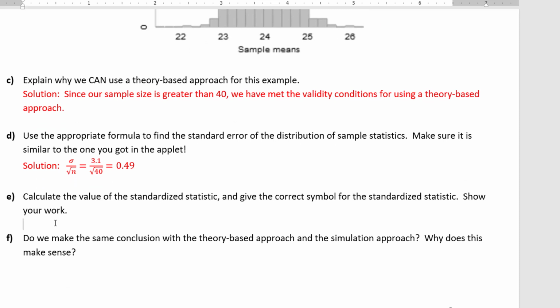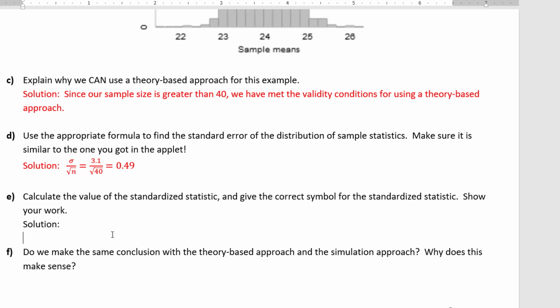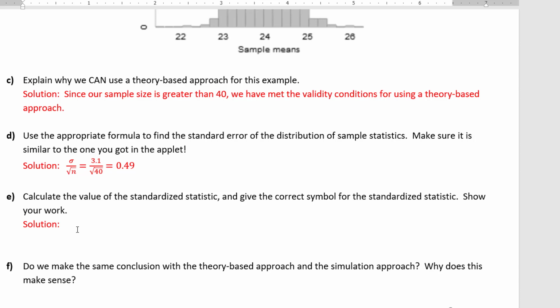All right, part E says to calculate the value of the standardized statistic, give the symbol. So remember, a standardized statistic is either a z-score or a t-score. It's telling you how many standard deviations away from the hypothesized value of the mean is your observed statistic. So since we are talking about quantitative data here, we're talking about a t-score.